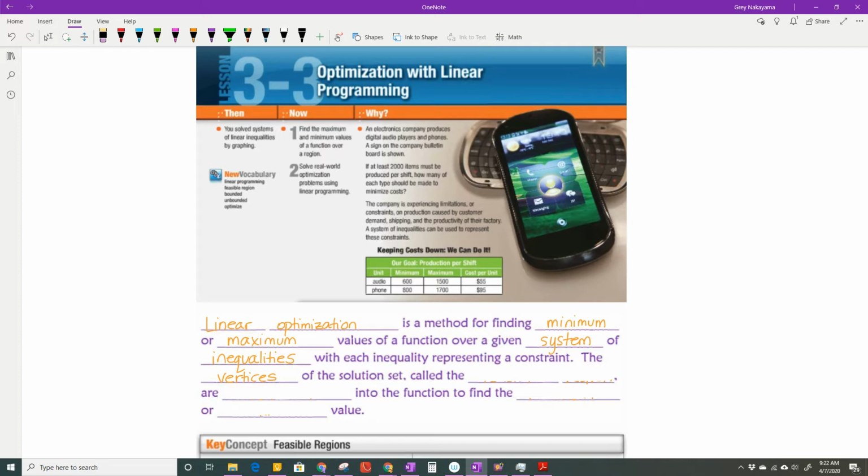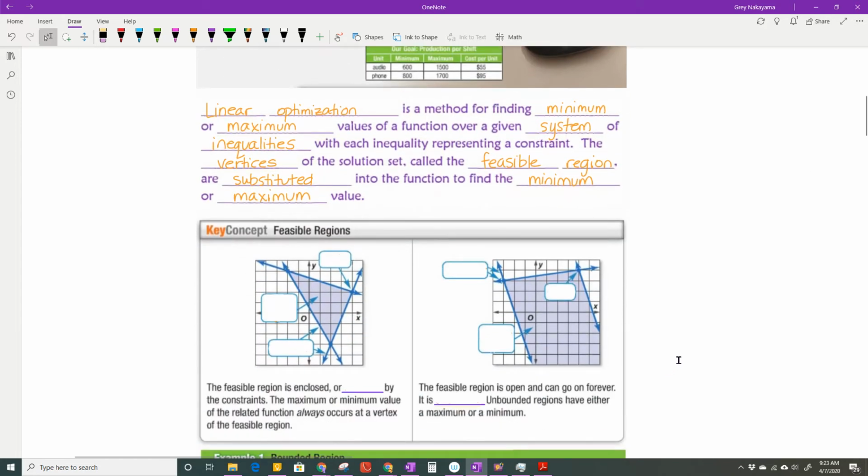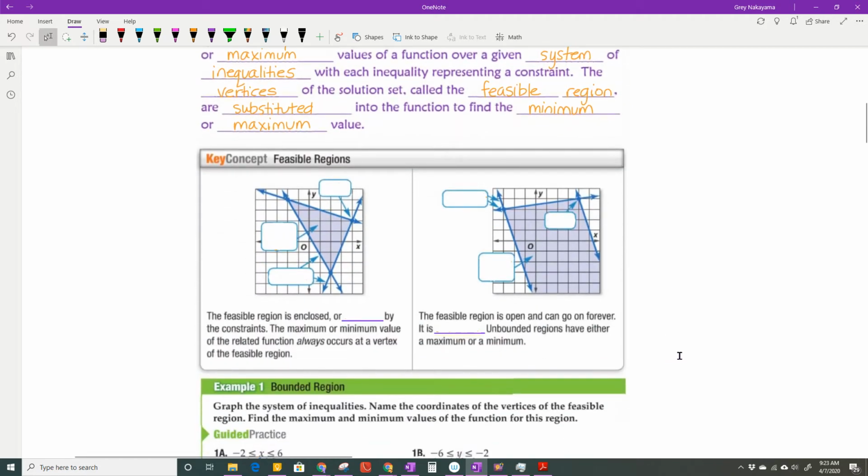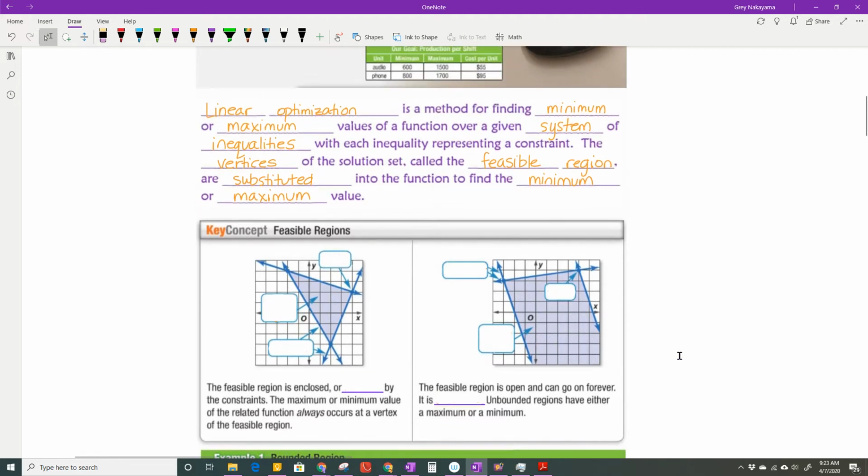Now, the vertices of the solution set, called the feasible region, are substituted into the function to find the minimum or maximum value. So here's a picture of what the problems are going to look like. We're going to have two different types of feasible regions. Basically, one is either enclosed, or what we refer to as bounded, or one could be unbounded, because it goes on forever and ever in one place.